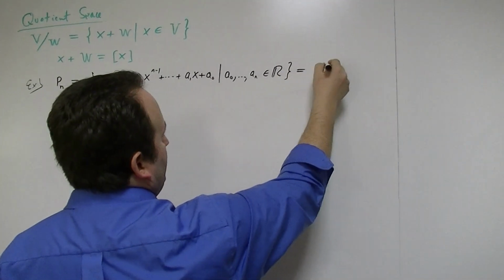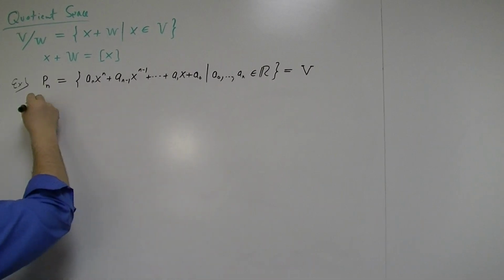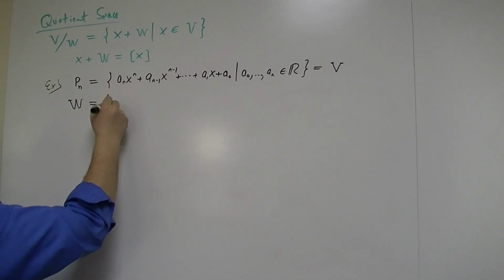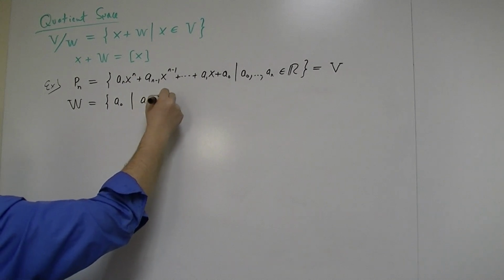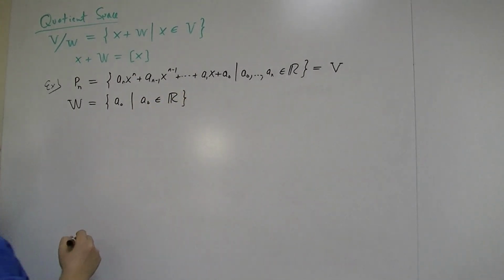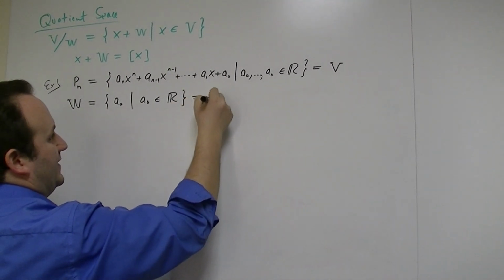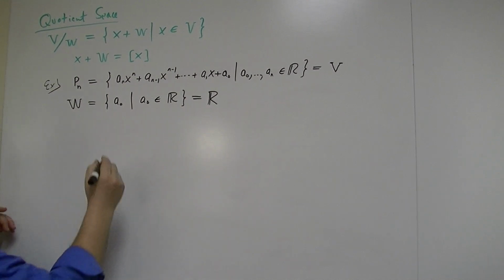Perhaps the most interesting quotient space to look at here, in my opinion, is to let W just be the set of constant polynomials. So let W equal just a_0 such that a_0 is a real number. You can identify it with the reals. Technically it's a set of constant polynomials, but there's a one-to-one correspondence between that and the real numbers. And then I can look at the quotient of Pn by W, right? What does that look like?